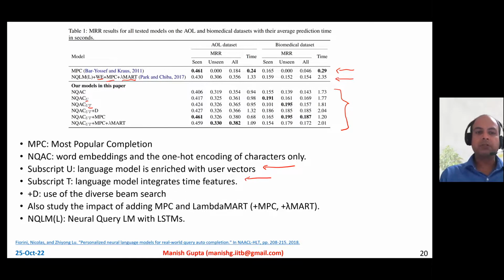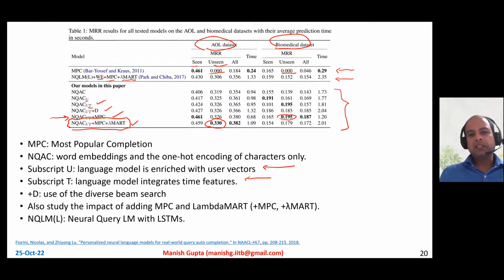So using, of course, both time and user features basically leads to good results across two different data sets, as you see there, both for seen and unseen prefixes. As you see, unseen prefixes get no results from the trie-based most popular completion baseline. On the other hand, if you add diverse beam search and also add most popular completion as a feature, and then combine it all with the LambdaMART ranker, you get really good results, specifically for unseen prefixes here. Even without using LambdaMART, just combining these two features gives good results for unseen prefixes in the biomedical data set.